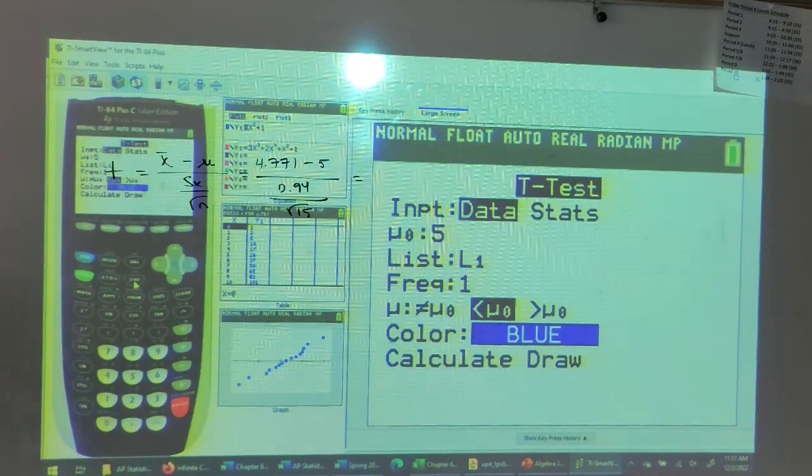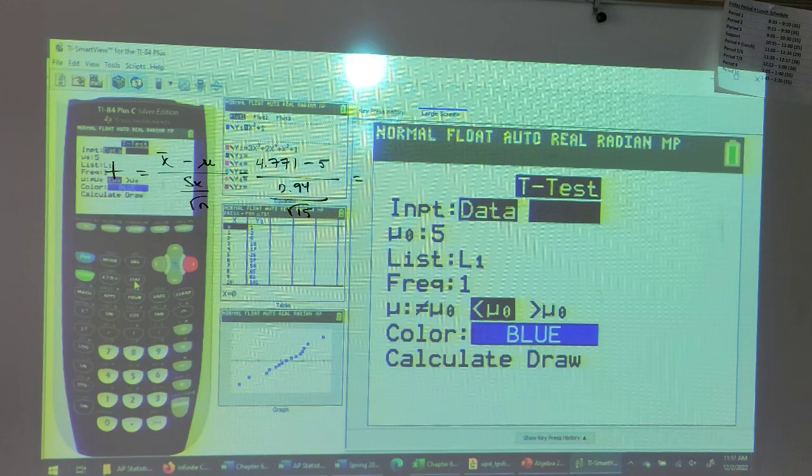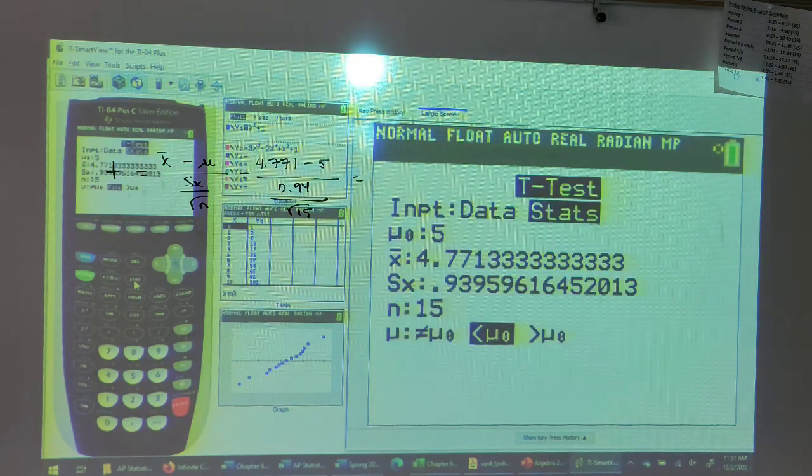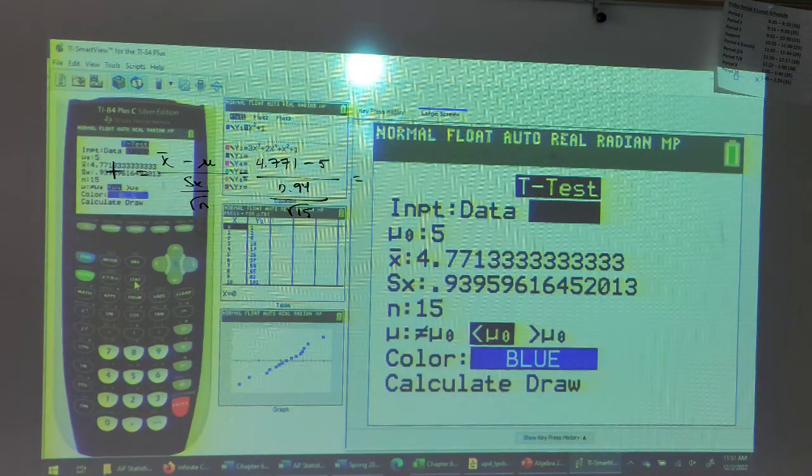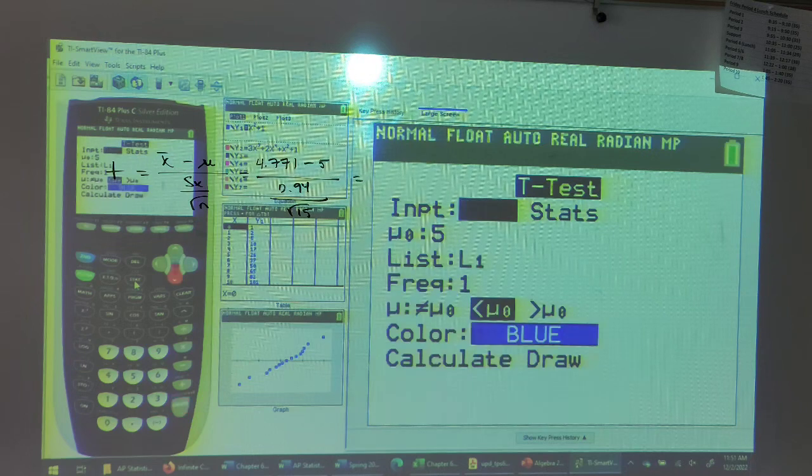and then calculate. Okay, if you ever have to do the stats one, the stats one already just pulls in the sample mean and standard deviation from your data. So both routes are the same. They're going to get you the same answer. So come down to calculate.